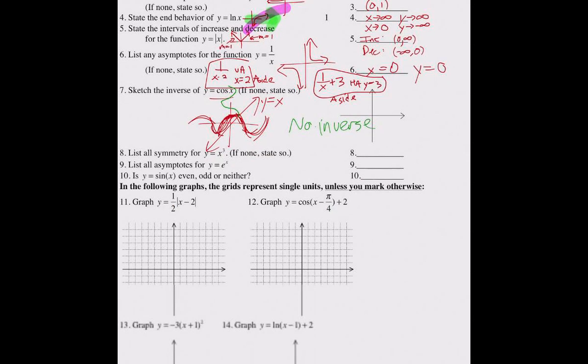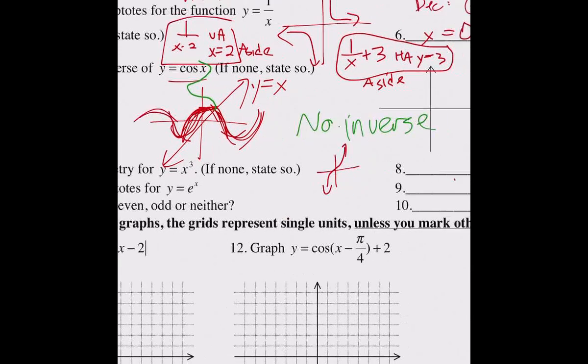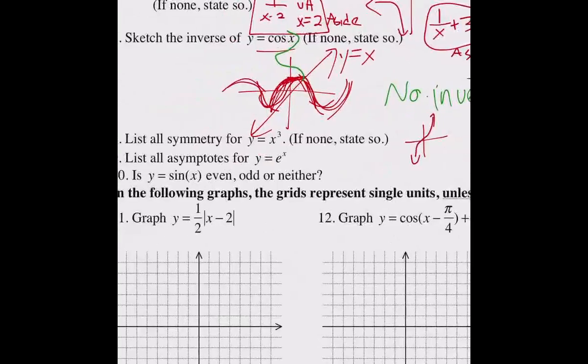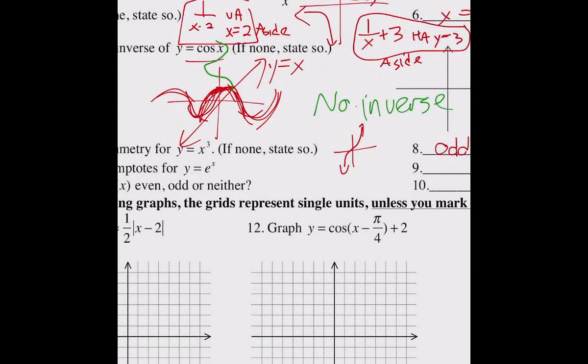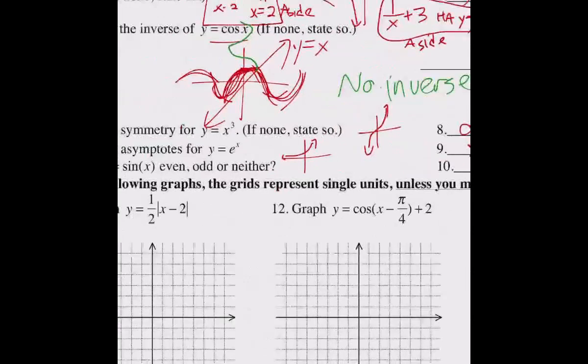Okay, next is symmetry for x cubed. This is all about knowing the graphs, so I keep graphing them, because I'm expecting you to also be able to do that. This has odd symmetry, symmetry about the origin. Asymptotes for e to the x: there is one at y equals 0. The way that graph works is it hovers up against y equals 0 and never touches it. So there's e to the x.